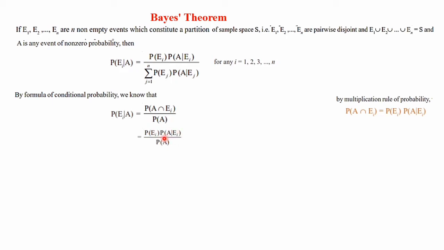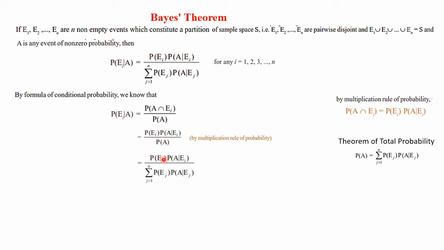And this P of A also we can change by using the total probability formula we have learned in the previous slide. By using the theorem of total probability, P of A we can write as sigma j equal to 1 to n P of Ej into P of A given Ej. Just substitute by replacing P of A. In the numerator it is same, P of Ei into P of A given Ei. Denominator P of A will change by using total probability formula, that is sigma j equal to 1 to n P of Ej into P of A given Ej. So this is the Bayes theorem formula.